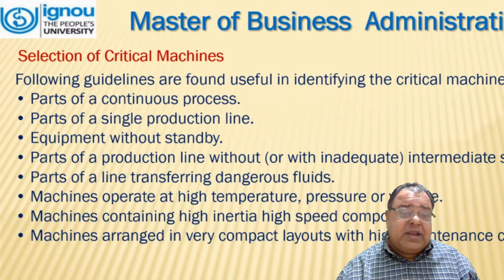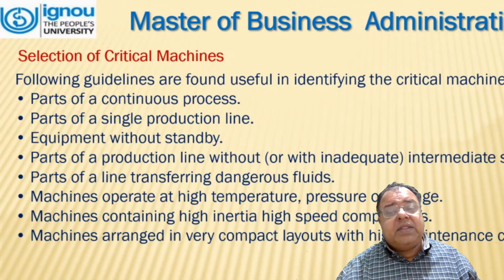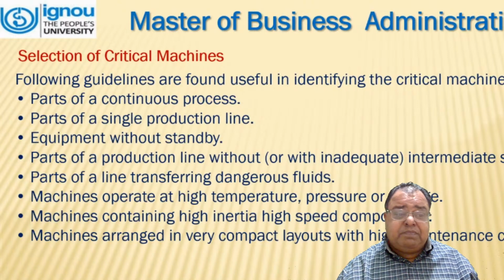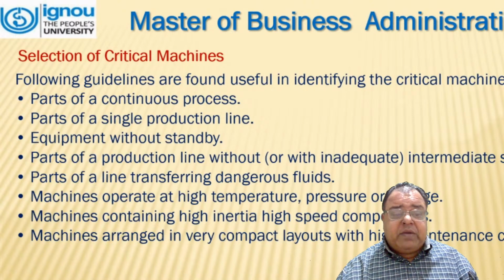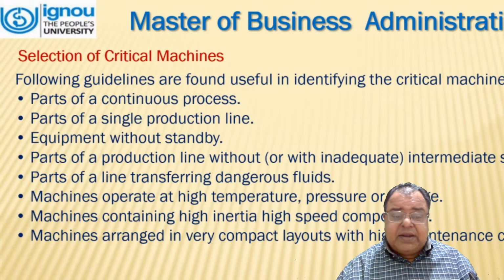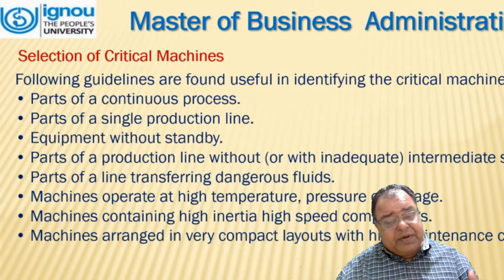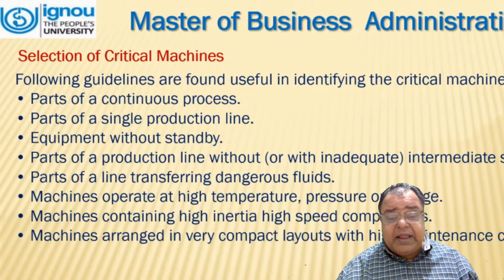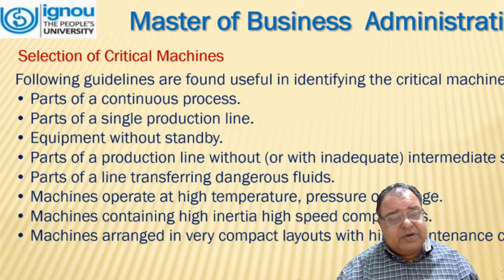Now, how is the selection of critical machines done? The following guidelines are found useful in identifying the critical machines in a plant. First, parts of a continuous process, parts of a single production line, equipment without standby, parts of a production line without intermediate storage capacity, parts of a line transferring dangerous fluids, machines operating at high temperature, pressure or voltage, machines containing high inertia, high speed components, and machines arranged in a very compact layout with high maintenance cost.